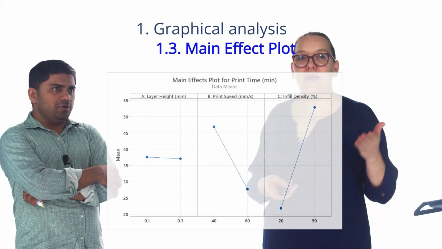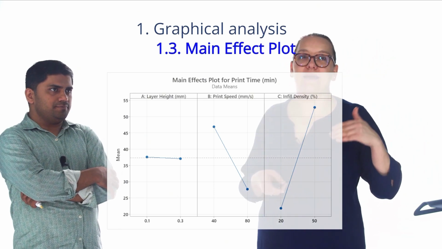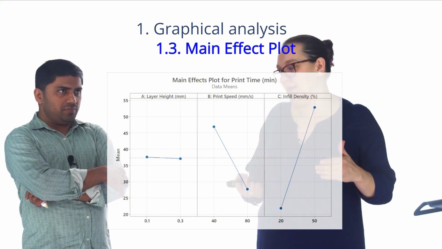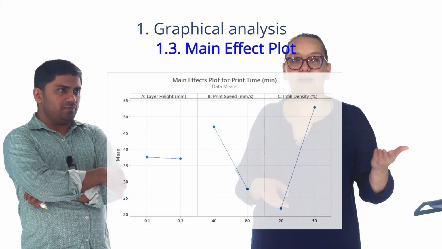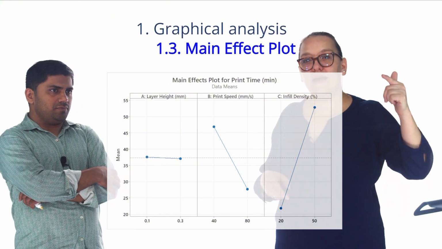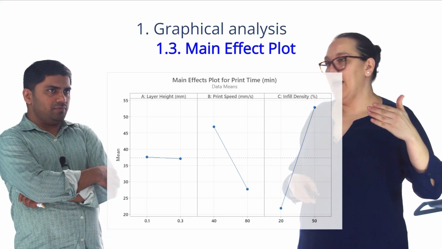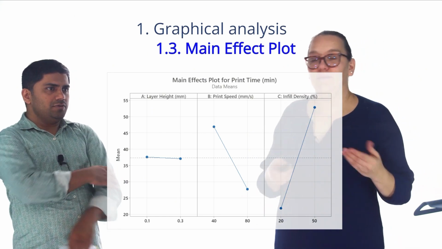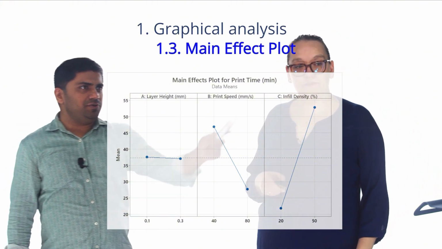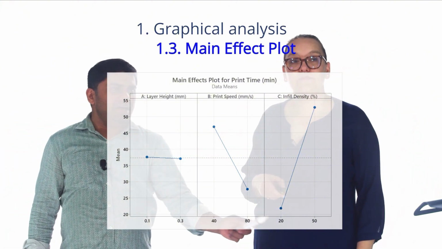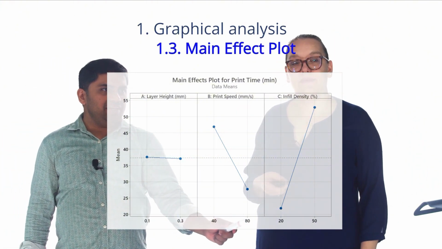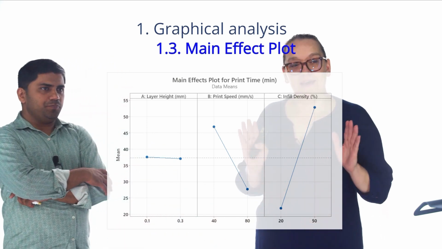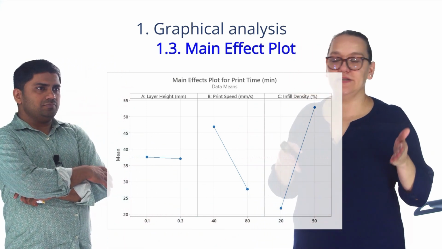But here we can get a pretty good insight that for print time, really the things that matter are the print speed that you use and the infill density. Here we can see that the higher infill density takes longer to print. So from here it is better to use infill density 20 and print speed 80, and layer height is not important. Okay, it's good that you mentioned that.